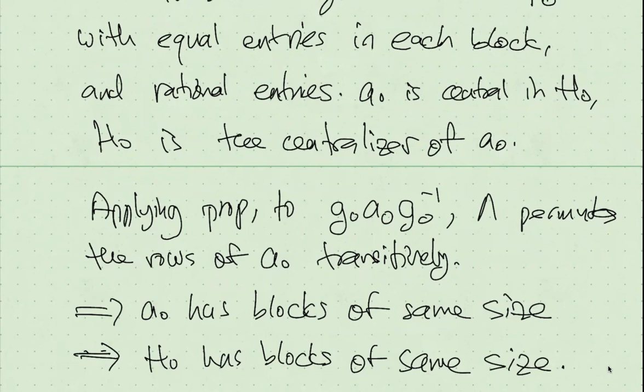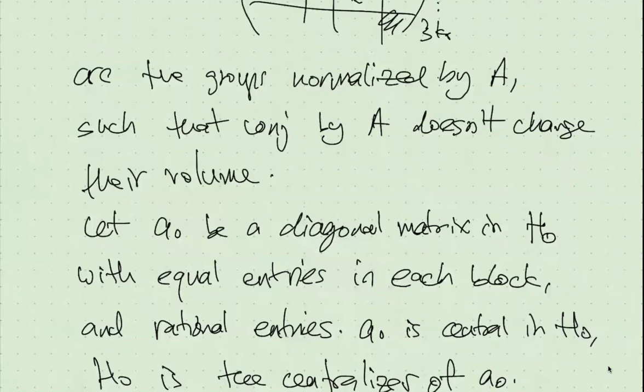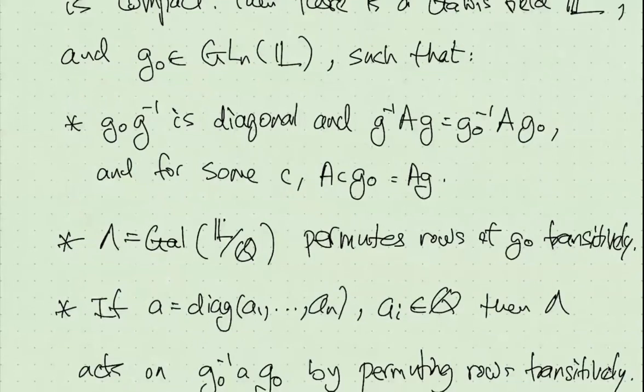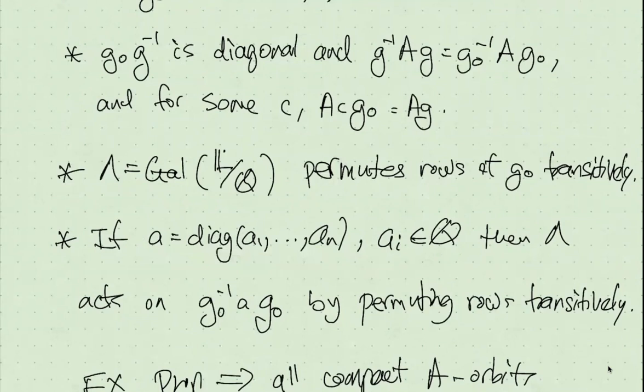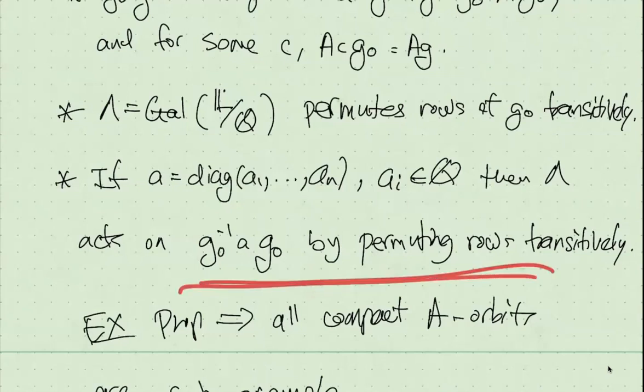So again, I'll just say a few words and then I'll conclude. We had the proposition that I want to recall for you. Where did it go? This is the proposition. And the last item of the proposition, you take a diagonal matrix and it has rational entries, and you let the Galois group act on this conjugate. It's acting on it just by affecting, these are matrices that have coefficients in L, and you're just letting the Galois group act coefficient by coefficient. And the claim here was that it's just permuting the rows, and it can send any row to any other row.